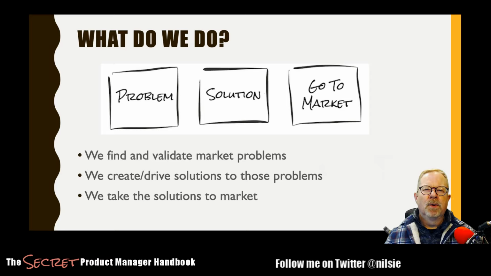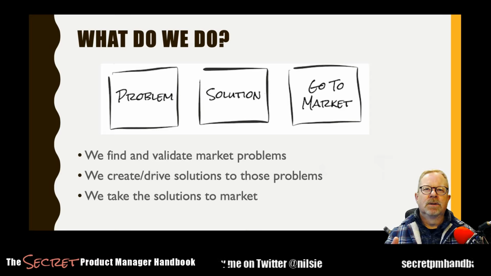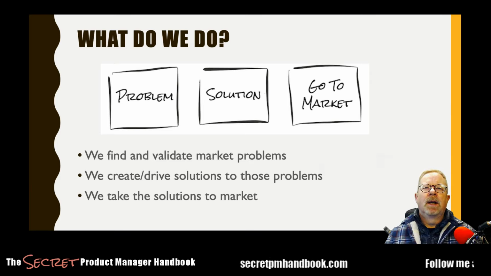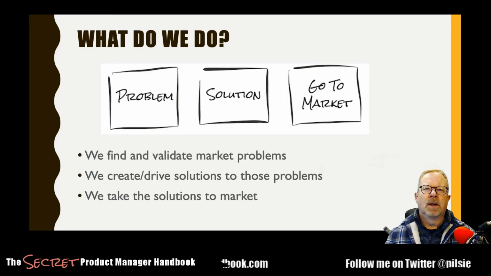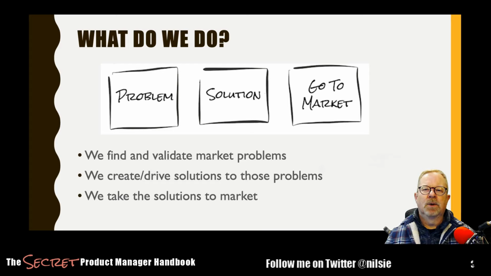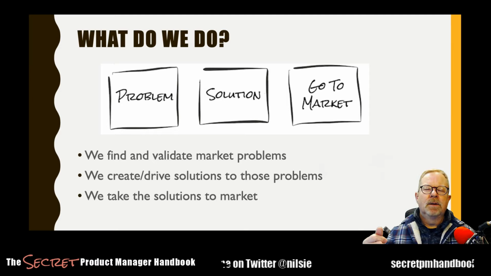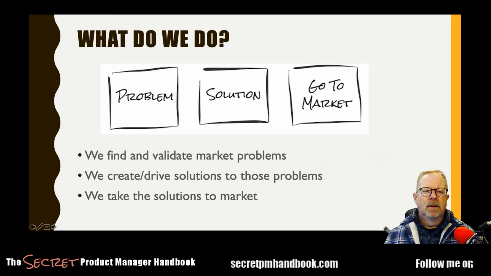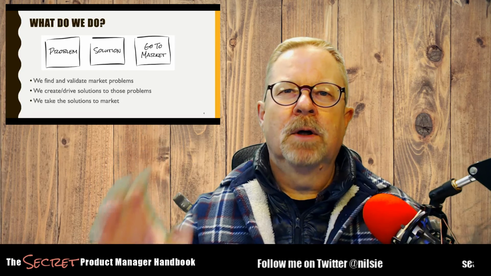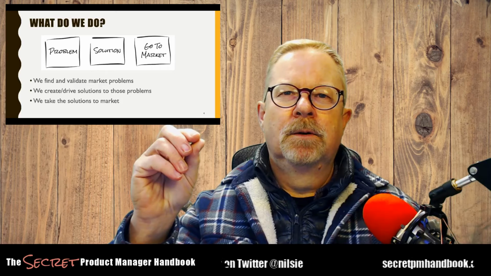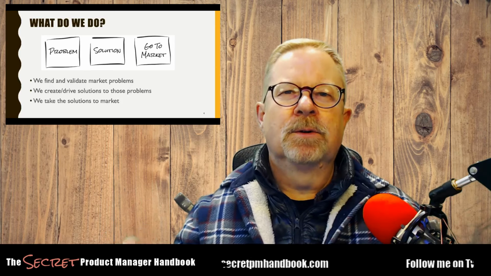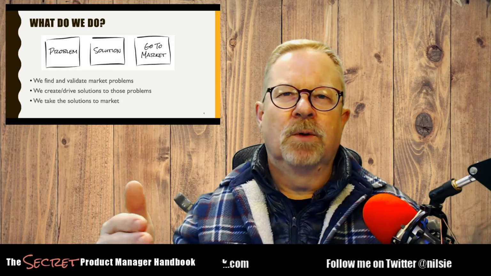If you remember what we do as product managers, this is the fundamental framework that I use in the book, the Secret Product Manager Handbook, and that I talk about all the time on my website, secretpmhandbook.com. As product managers, our big role in life is to find market problems, to create or drive the creation of solutions to those market problems, and then to take those solutions to market. Essentially, those are the 3 big components of what we do as product managers.